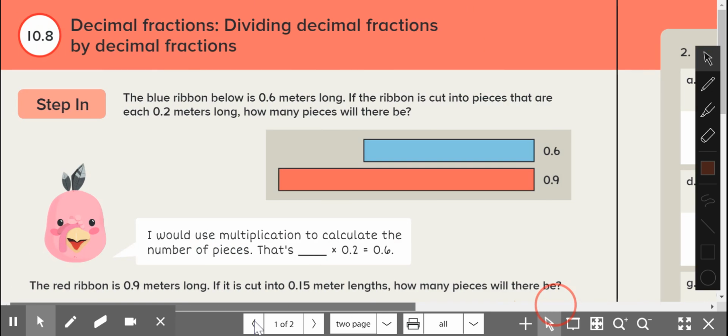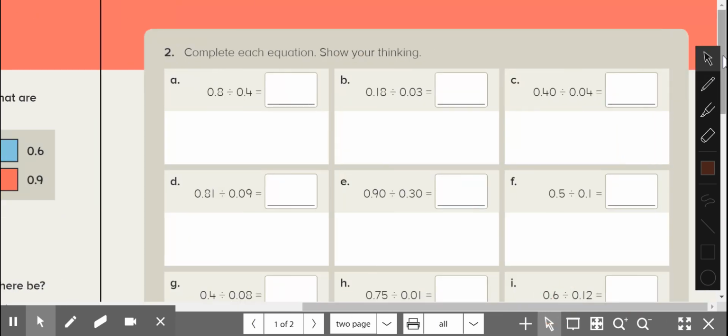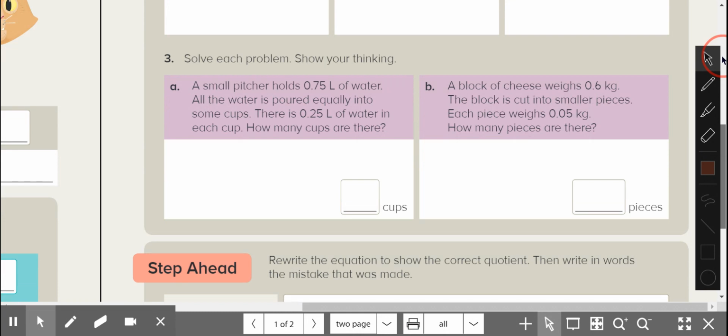Here's my review from lesson 10.8. Specifically, I think it's probably a good idea to go over the story problems. I'll look at both of them today. Let's take a look at the first one.